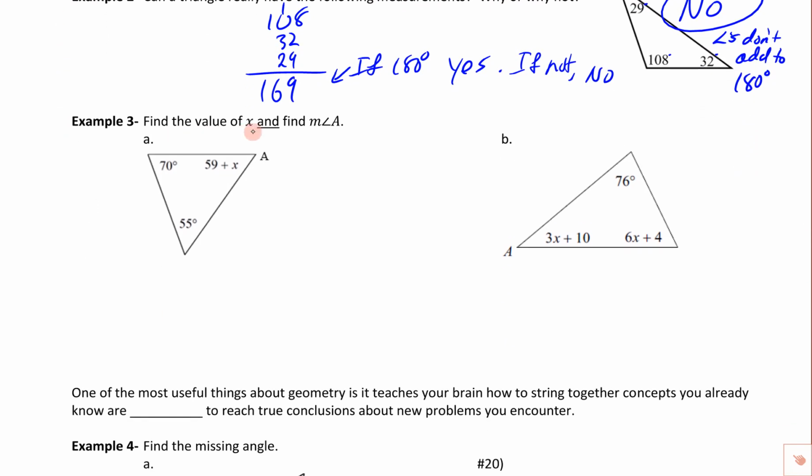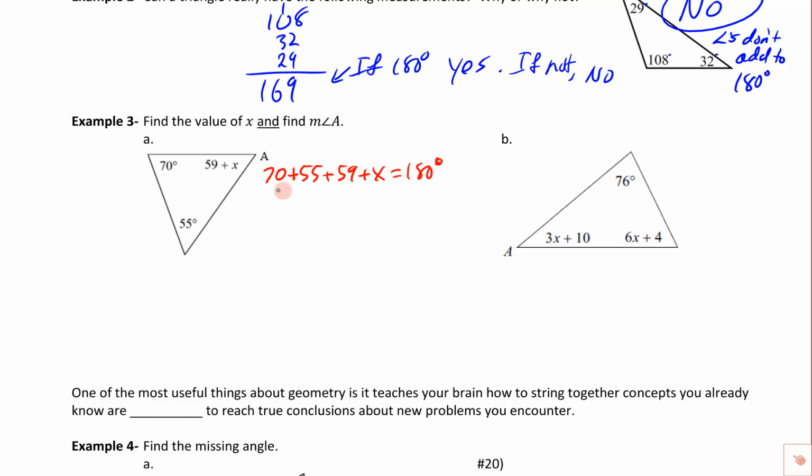Okay, next one, it says find the value of x and find the measure of angle A. Now you'll notice that we've got a bit more complicated expression right here. We've got 70 here, 55 here, and then 59 plus x right there. So this is where we're going to use the triangle sum theorem, because there's 180 degrees altogether, and we do have to write an equation because we're going to solve for x. So this is going to be 70 plus 55 plus 59 plus x equals 180 degrees.